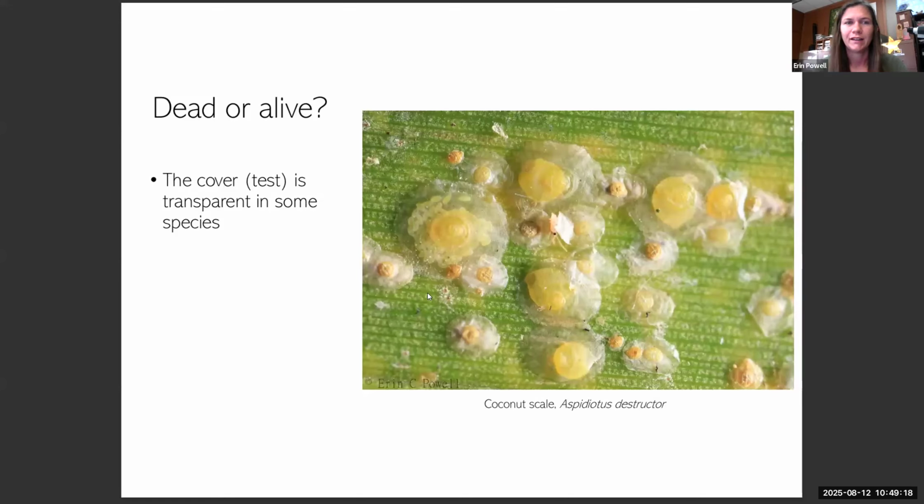One thing that is also one way to tell if they're dead or alive is that sometimes you have these really transparent tests or covers. So this is the coconut scale that's pretty common on palms. And you can see that their cover is so transparent that you can actually see the adult female body underneath, as well as her eggs. But again, just looking for these exuvia, these exoskeletons that are incorporated into the cover, we know automatically that that is an armored scale or a hard scale because of that.